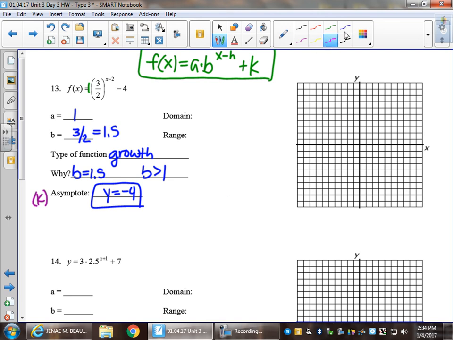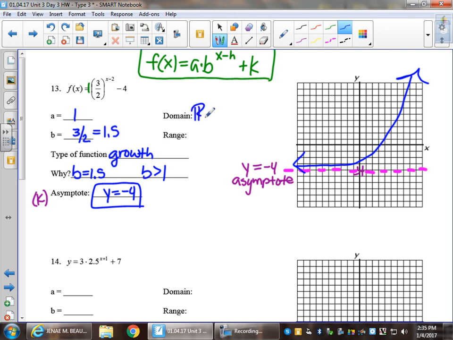I graph a dashed line, 1, 2, 3, 4. Label that. It's my asymptote. And since it's growth, it is going away. It's growing from left to right. Remember that this is a -4. That's where we are on the y-axis. The reason I put that note is because it'll help me.